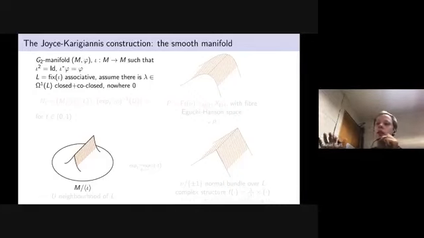And in the following, we will also assume that there is some lambda, a closed and co-closed one-form on L, which is nowhere vanishing. Oh, and also I never said this, but we also assume that M be compact.